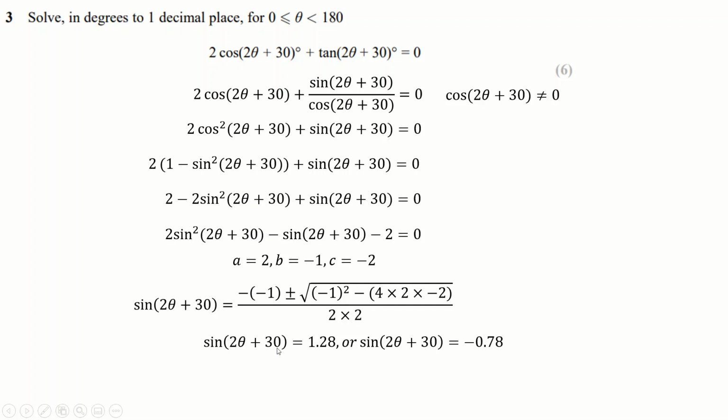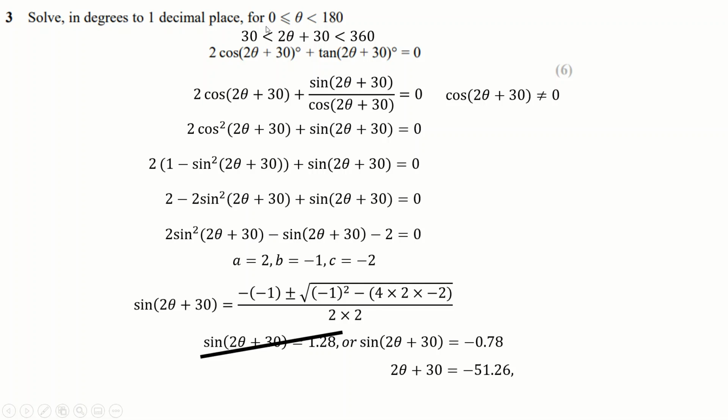Of course, sine of anything can't be 1.28. Sine and cos both max out at 1 and minus 1, so that's not a thing. But this, if we sine inverse, we get this. Now, the problem with this is, this was our original bound. Now, we're searching for 2 theta plus 30, not theta, so times this by 2 and add 30, and you get, that should be a 390, apologies.